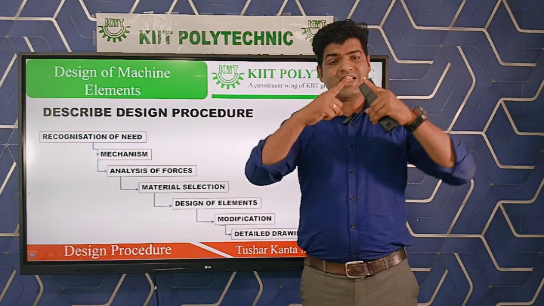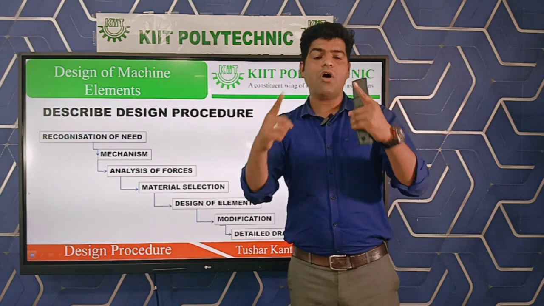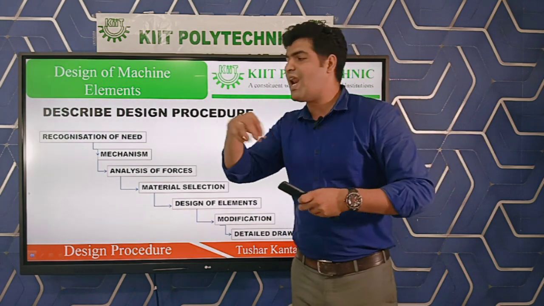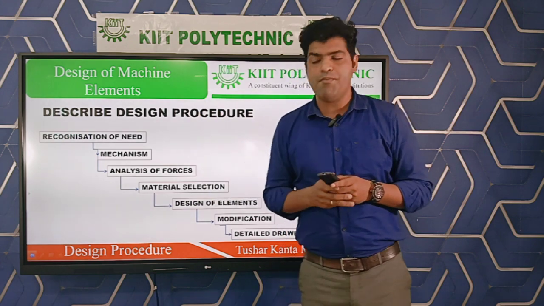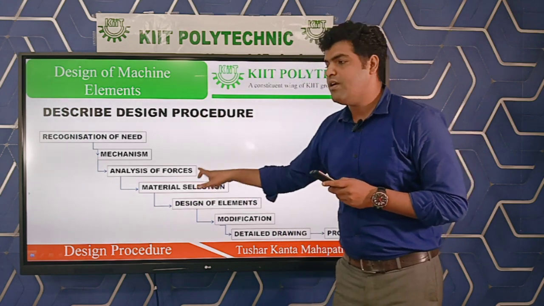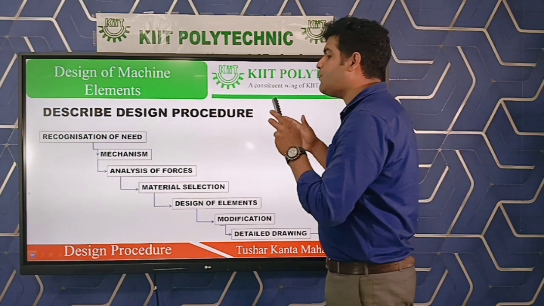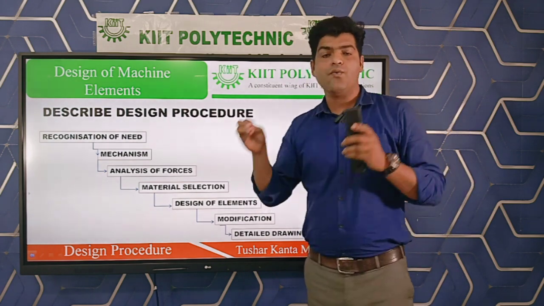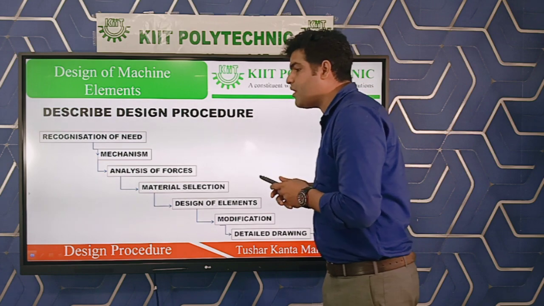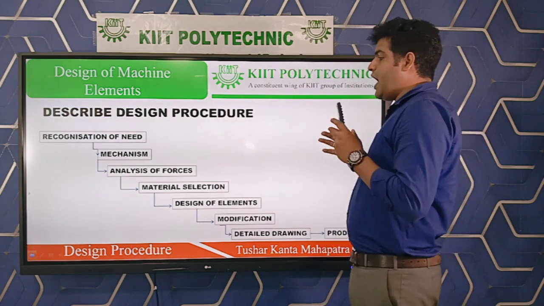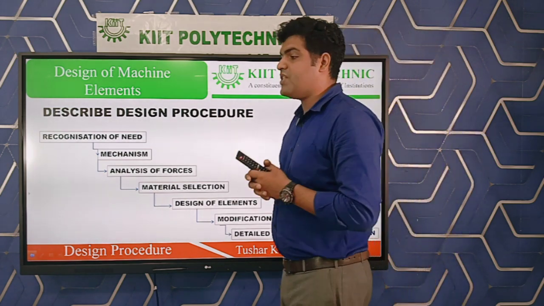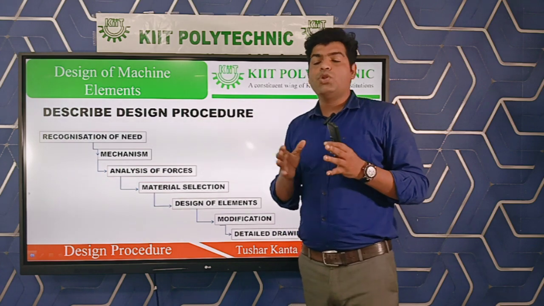So if we see the pair, then we think about what type of forces are acting on each and every element, then we can find the analysis of the forces. That means finding the forces acting on each and every member of a machine and what type of energy is transferred to the members.